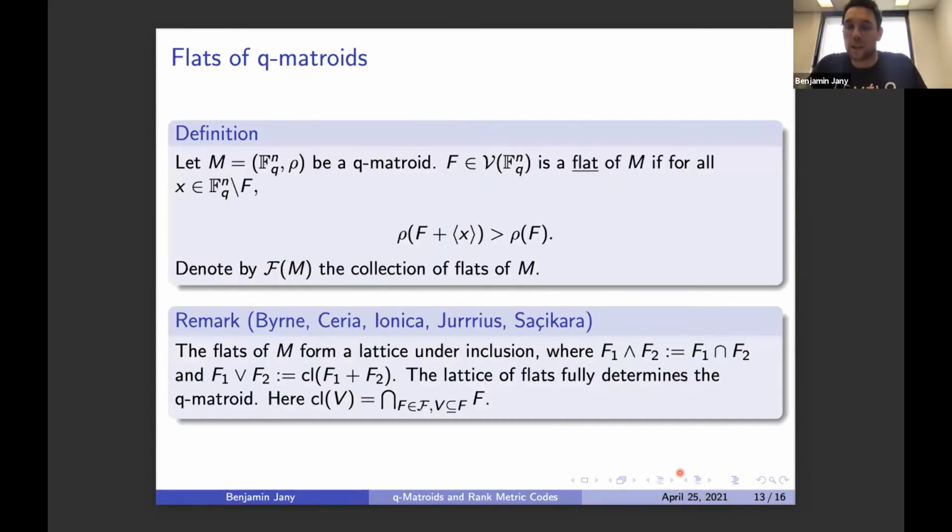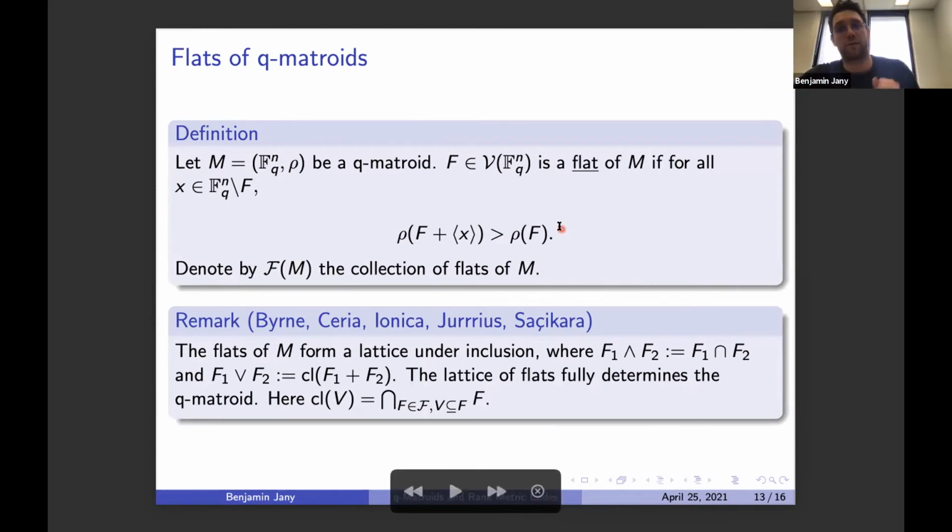but does it tell us any useful information? So let's expand a little bit on the theory of those q-Matroids. Just like for regular matroids, we can define this notion of a flat of a q-Matroid. A flat is a subspace F of F_q to the n, such that any other subspace that properly contains F has rank strictly greater than the rank of F. And what's nice is if you look at the collection of flats, they form a geometric lattice, and they fully determine the q-Matroid as well.